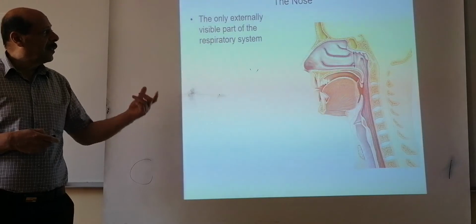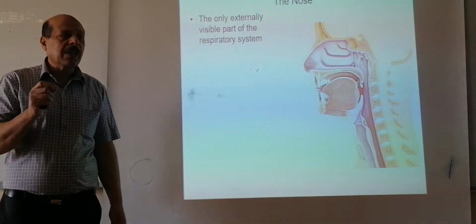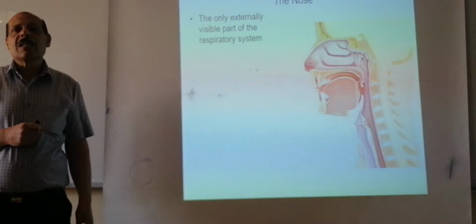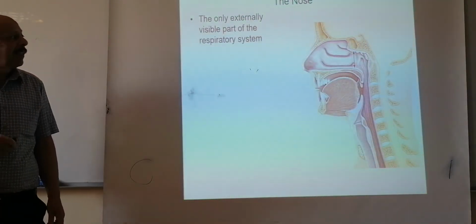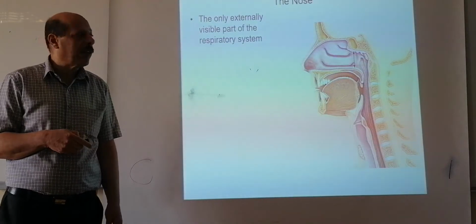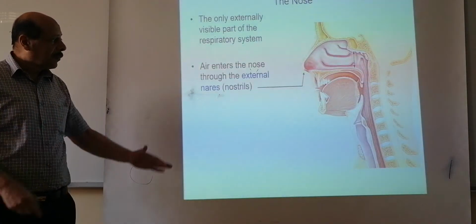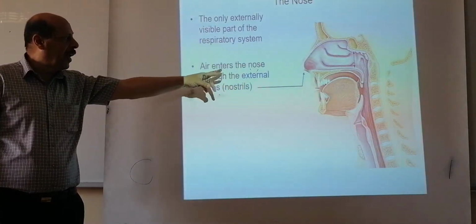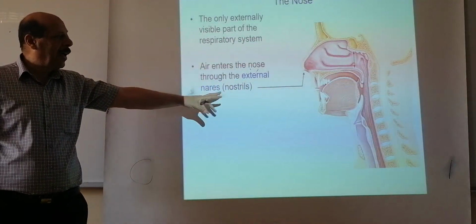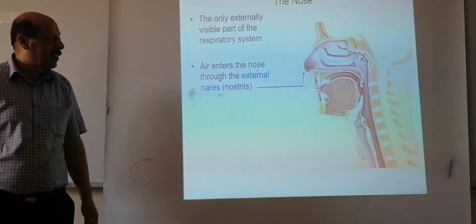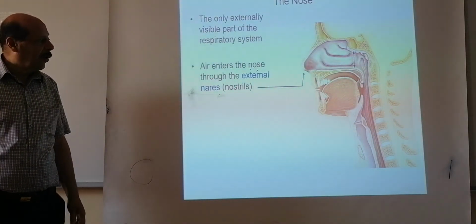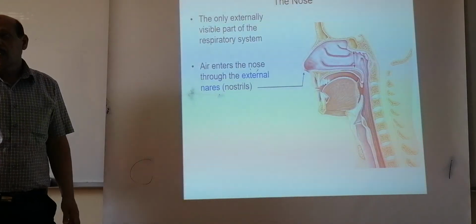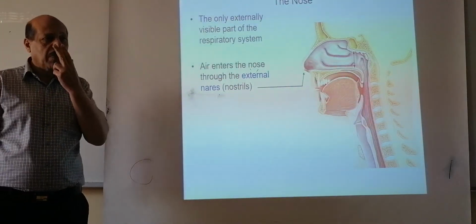In the nose, as we said, it is the only external part of the respiratory system which can be seen. The air will enter through the nose, through the external nostrils, or nares. We have two nostrils, so the air is entering from the two nostrils.